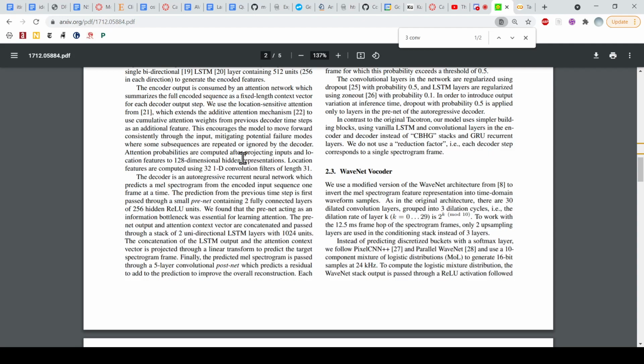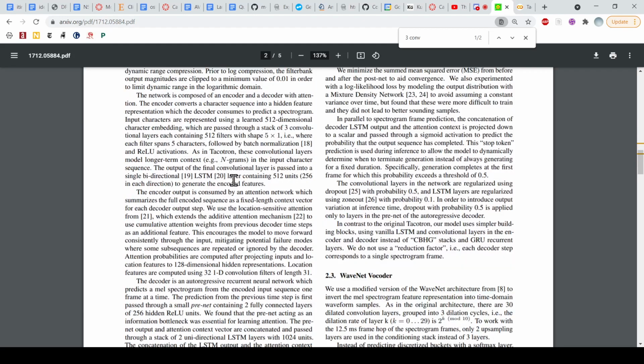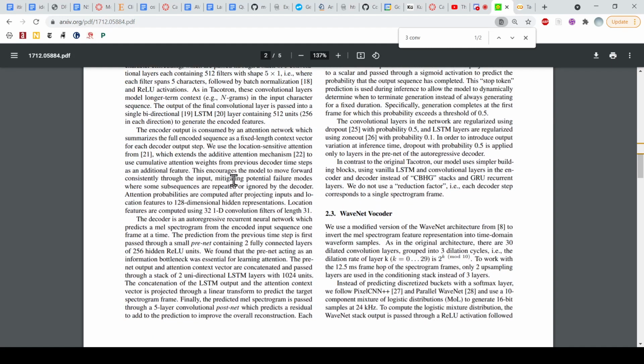So they're basically describing how they decided to use this pre-net part right here, where they take the previous output and feed it through that.